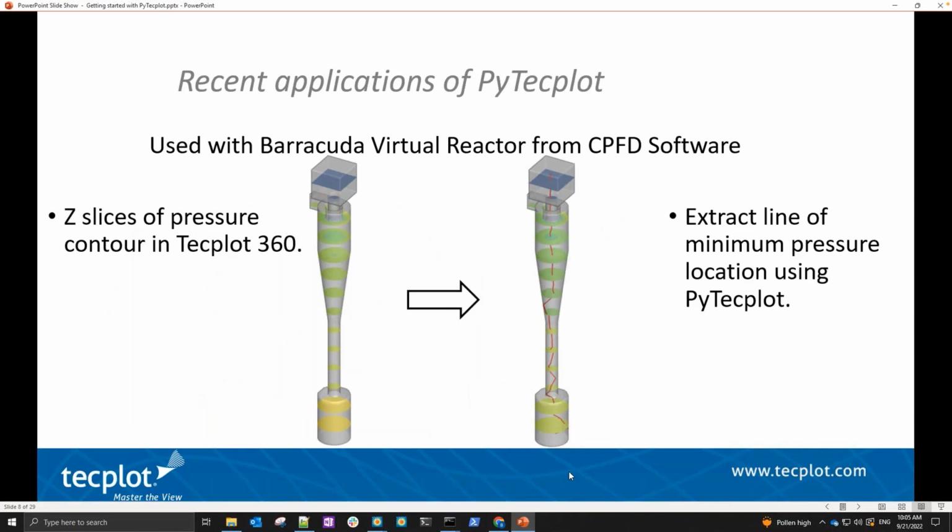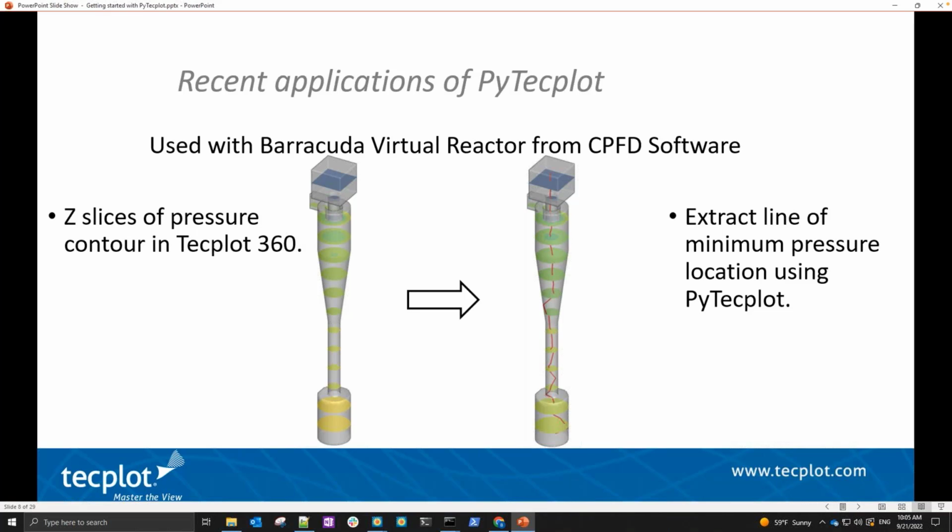Another example comes to us from a customer using Tecplot for Barracuda Virtual Reactor from CPFD software. And what they wanted to understand is where the minimum pressure is throughout the height of their cyclone. So here the contoured slices in each plot display the pressure values along the height of the cyclone. And with just Tecplot 360, you can create a series of slices to visually understand the pressure, but finding the precise location of minimum pressure requires a little more analysis.